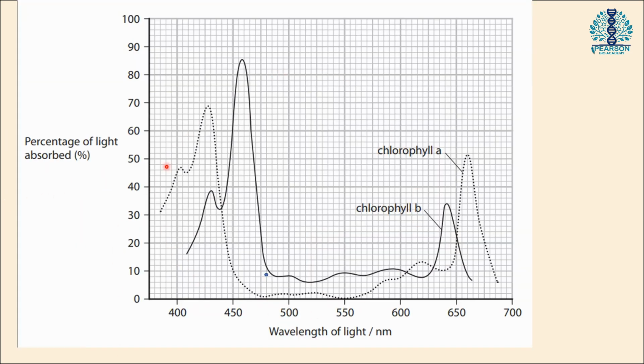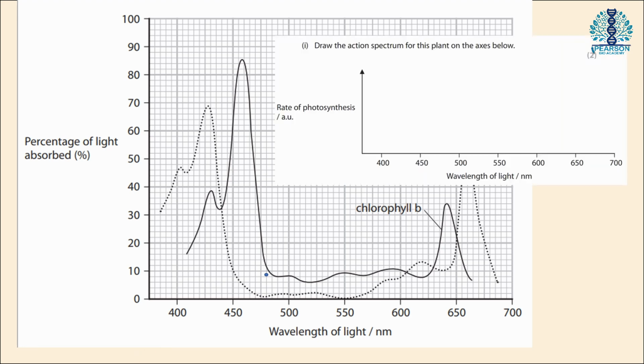Here we have a graph. The x-axis shows the wavelength of light and the y-axis shows the percentage of light absorbed. In this graph, we see the absorption spectrum for 2 different pigments plotted together. As I always say, when you have a graph, it's better to go to the questions first before diving into the details. The question here asks you to draw the action spectrum based on this plot on the axis below.